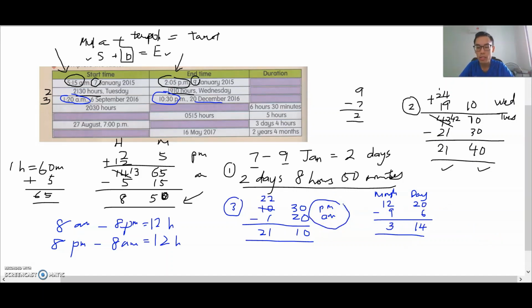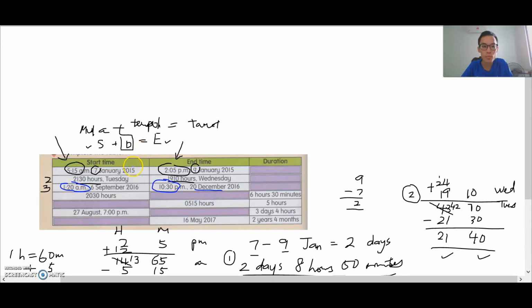Okay, bila kita kira masa, kita tak perlu tambah sehari. So the final answer is 3 months, 14 days, 21 hours, and 10 minutes. Okay, 3 months, 14 days, 21 hours, 10 minutes.